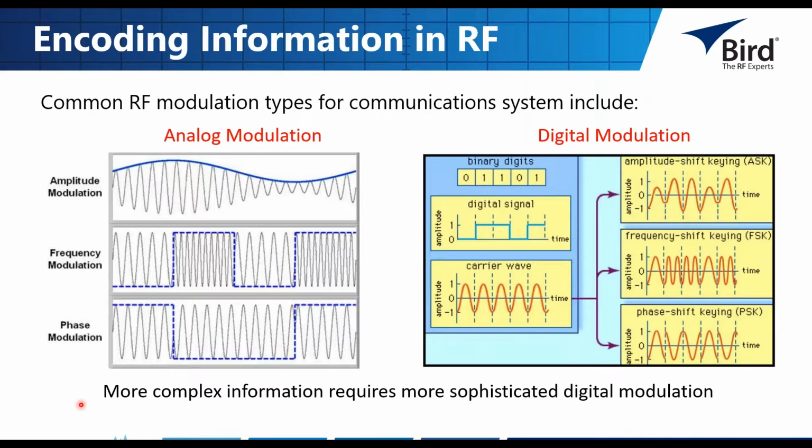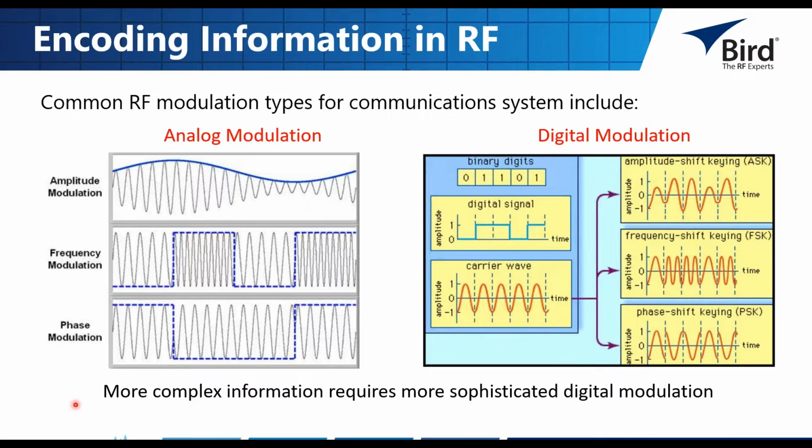So let's take a quick look at some common types of RF modulation. Now, we're using modulation because it's not going to do us a whole lot of good if we just have a plain RF signal. We're not going to be able to encode any information. So there's a few techniques that we can do.